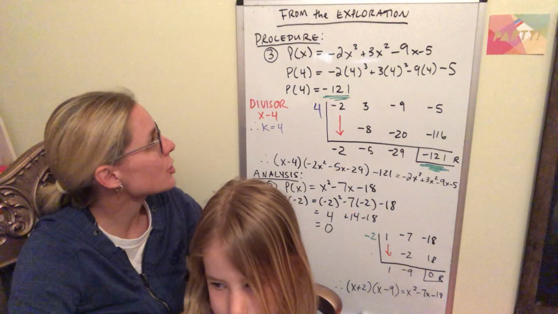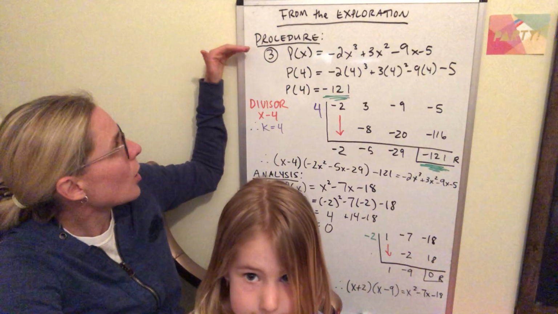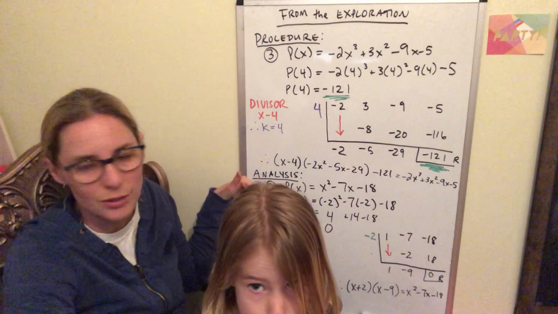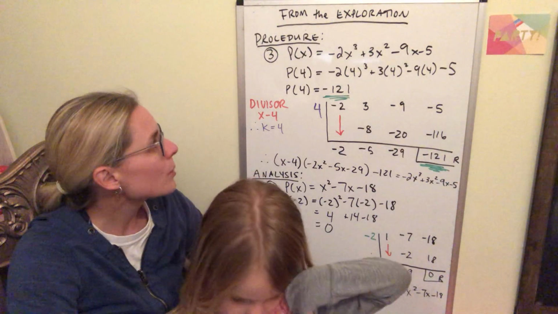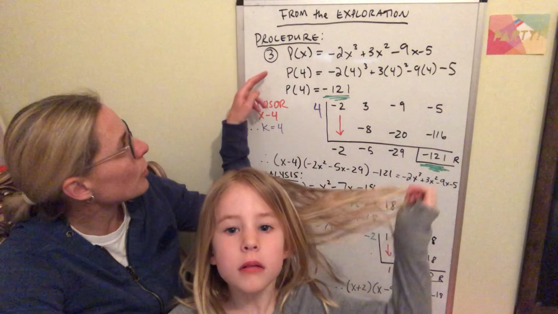So from the exploration, basically, it was split into parts. There was a procedure part, there was an analysis part, and then there was kind of a conclusion part where you had to come up with some things. So from the procedure part, I'm just pulling number 3 off.